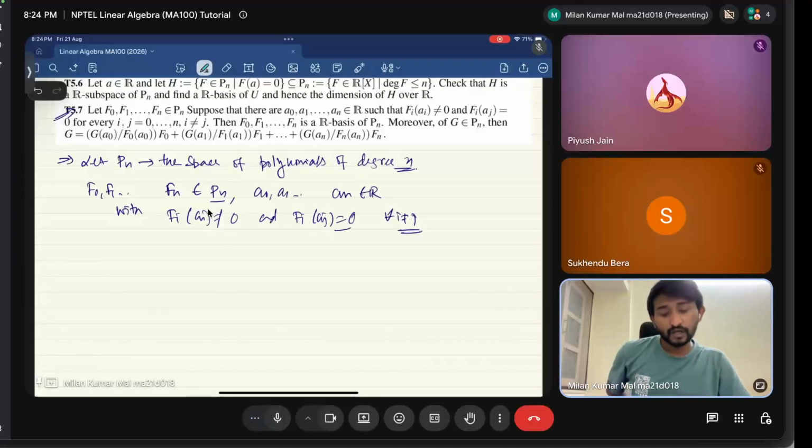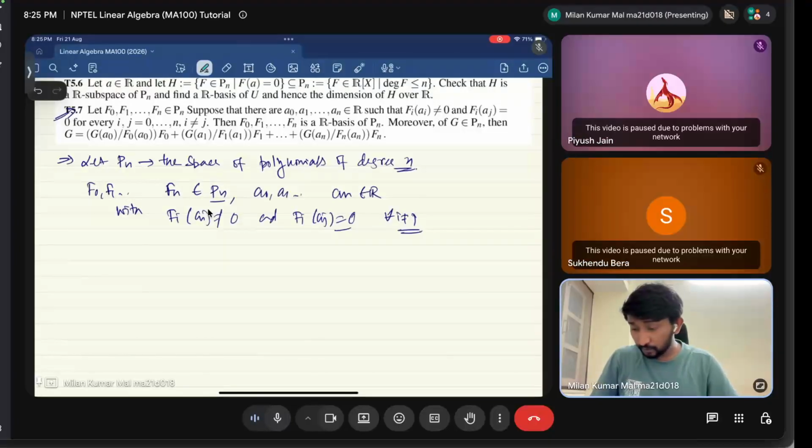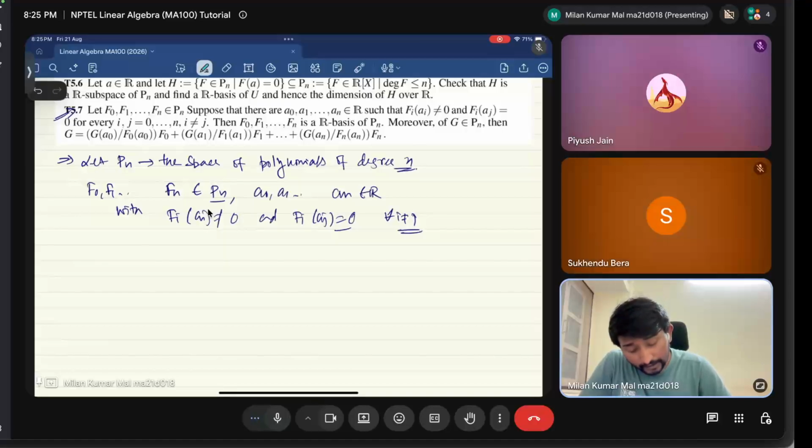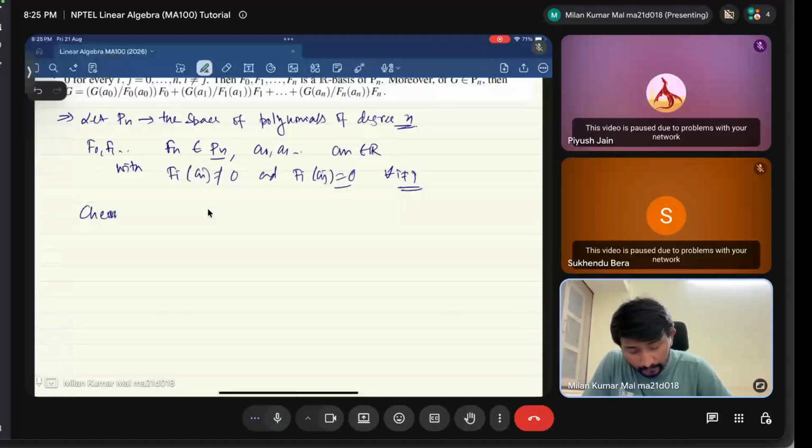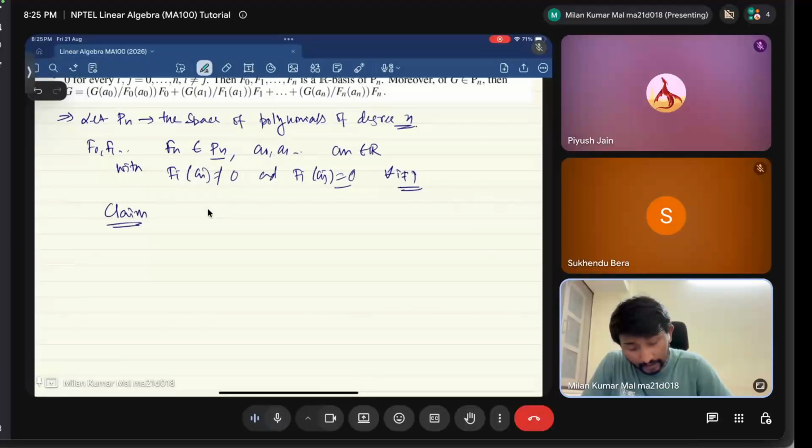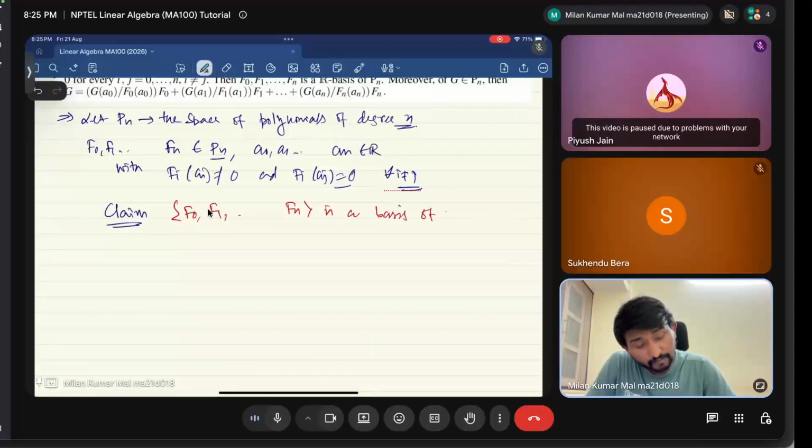That's the point. So why is that a basis? First of all, they have to be linearly independent. That's the first condition. And second, they should span the space. Then we can say that it is a basis. Otherwise, at least we have to do this. So let's check linear independence. Let me write it clearly. The claim is that f0, f1, ..., fn is a basis of the space Pn.